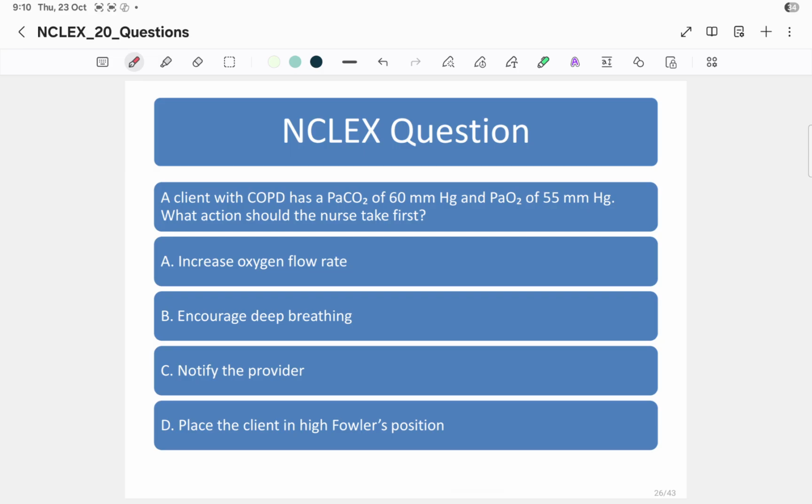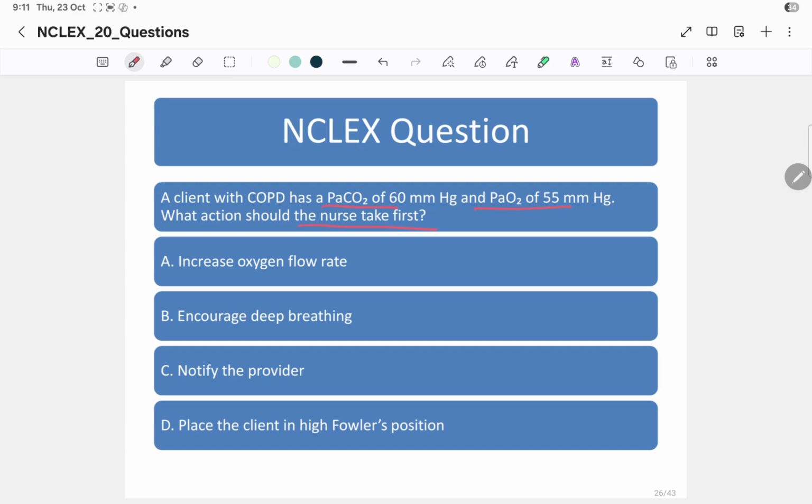A client with COPD has a PaCO2 of 60 mmHg and a PaO2 of 55 mmHg. What action should the nurse take first? A. Increase oxygen flow rate. B. Encourage deep breathing. C. Notify the provider. D. Place the client in high Fowler's position. So the patient with COPD is having hypercapnia and hypoxia. So what action should the nurse take first?